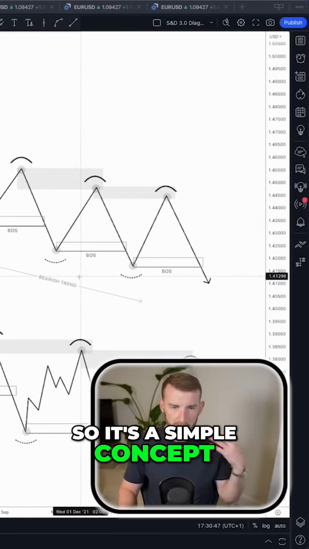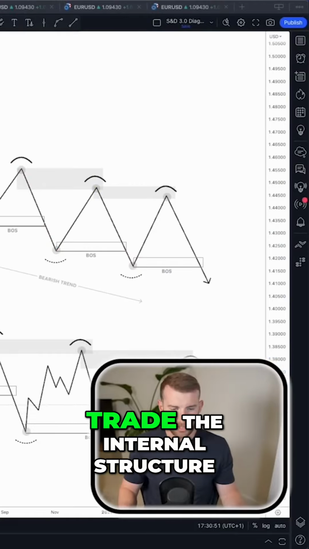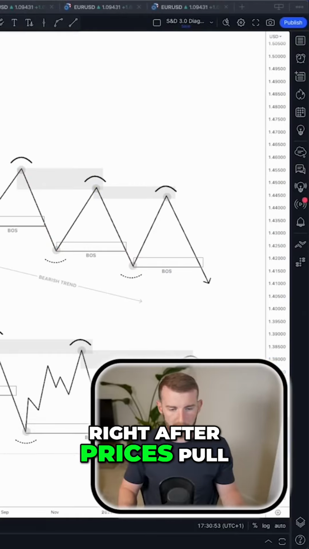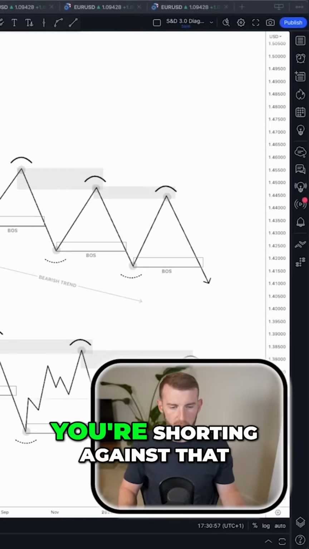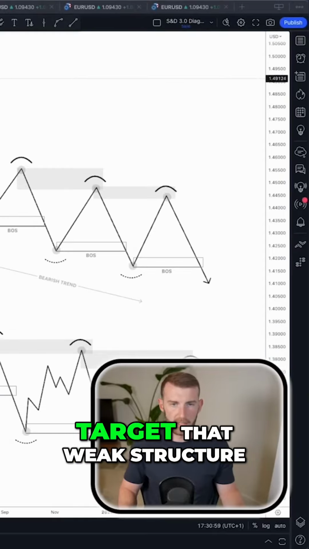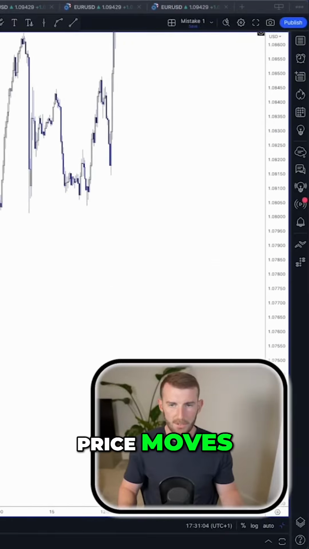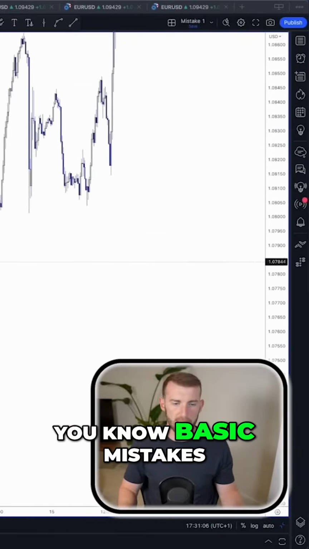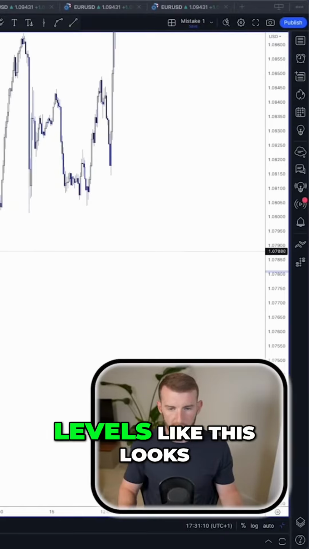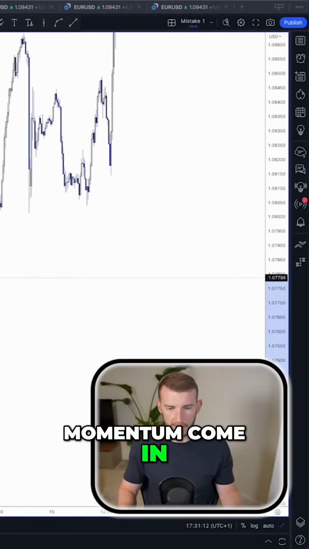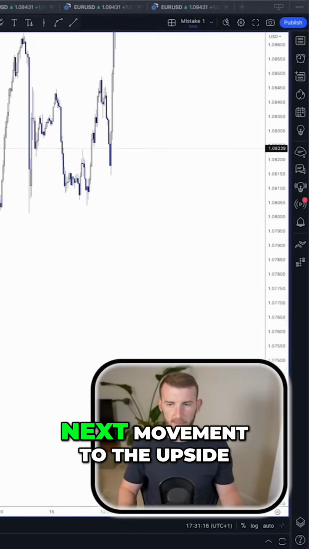Okay, so it's a simple concept you can get your head around, but obviously in the markets, you get more complex scenarios and you can be trying to trade the internal structure, right? After price pulls back up here, then you're trying to short here, the objective is complete, right? You're shorting against that, and price now wants to target that weak structure. So, when you go back to the realities of the market and the way price moves, a lot of basic mistakes is people get caught up in this. Again, trying to short from levels like this, looks like a lot of momentum came in, but it's a weak high. Price pulls back, and now we're ready to take that out, take out the weak high, and make the next movement to the upside.